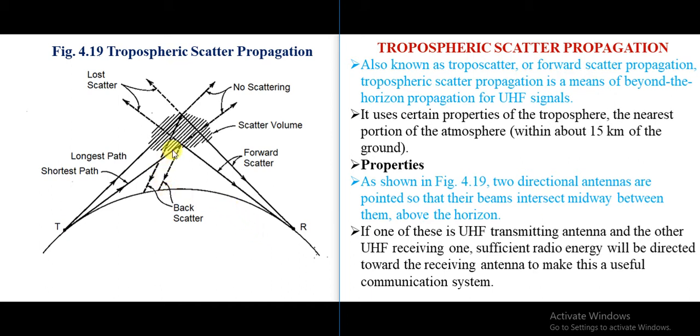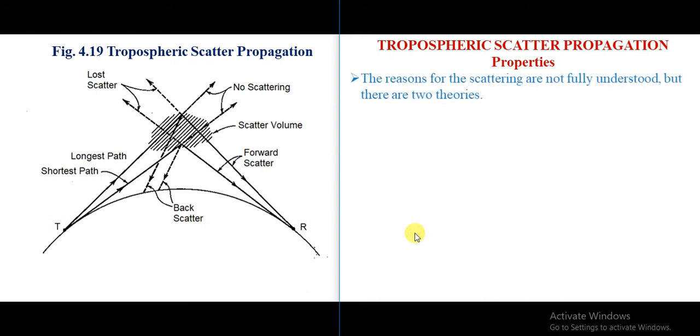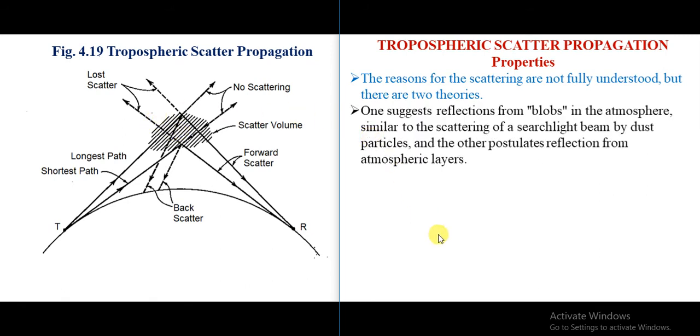The condition is that it must be reflected by some ionized layer, and that ionized layer or scatter volume, or we can say blobs or clouds, it is not the clouds of rain but a cloud of ionized particles. So this blob or this scatter volume will reflect the UHF frequencies. Why this scatter volume is present, why the scattering action is taking place, is not at all fully understood. But some theories are proposed.